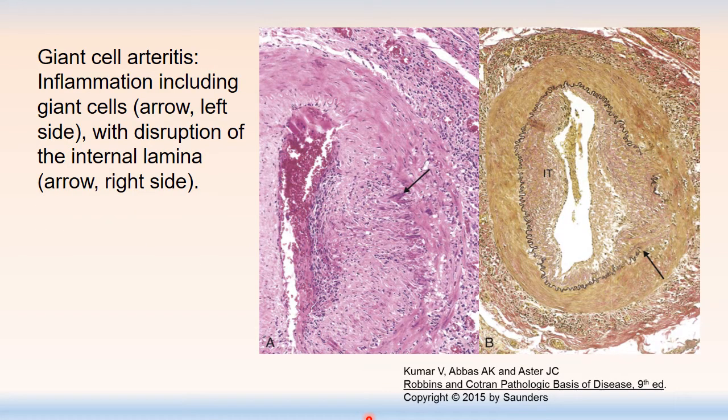This is a microscopic depiction of what that inflammatory infiltrate looks like. You see that the wall of the vessel has inflammation in it, so much so that this elastin stain shows a disruption of the normal elastic layer that should be present within this arterial wall. Part of the inflammation includes giant cells, and so that is why it's called giant cell arteritis.